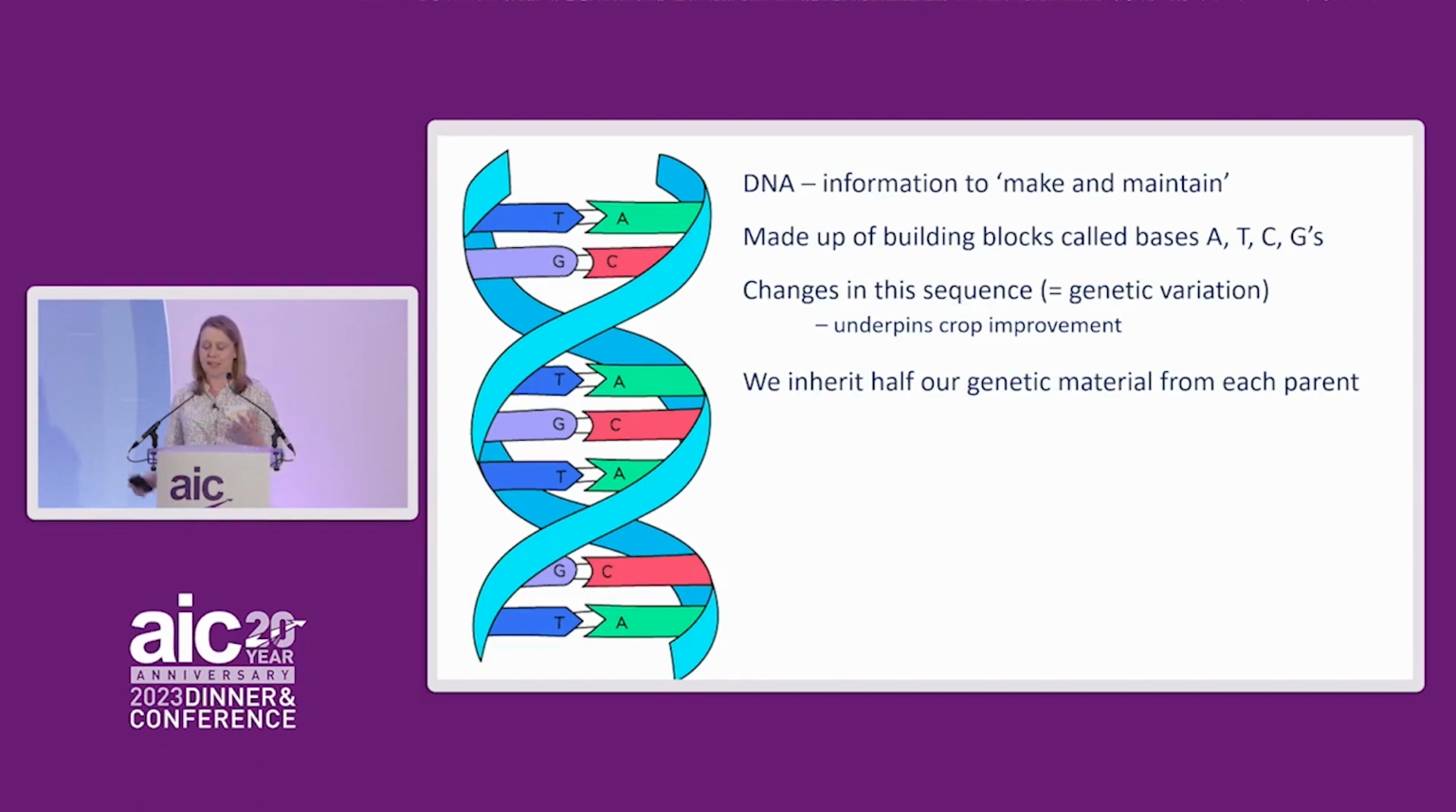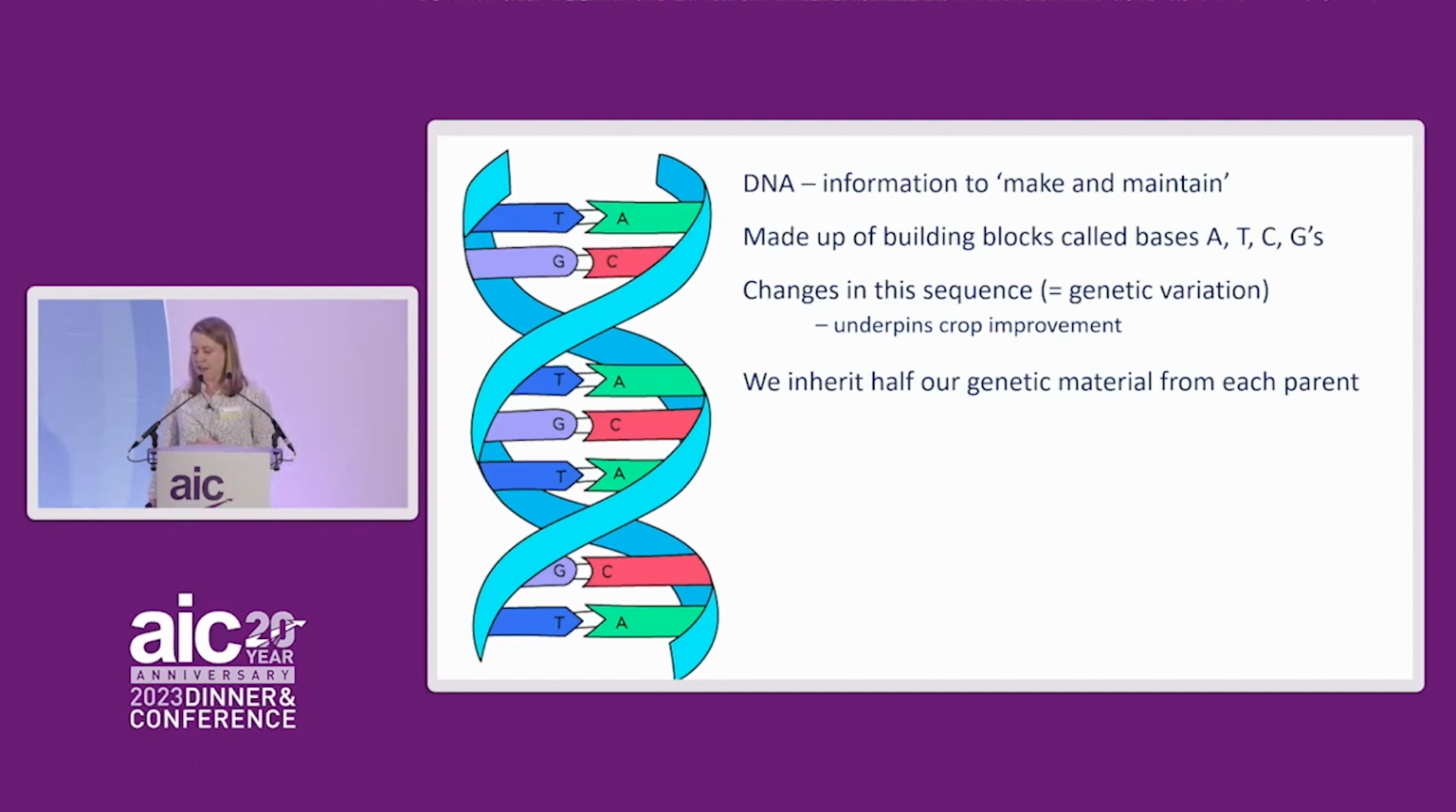So we'll start off with DNA. DNA is the information that we need to make and maintain us. All that information is stored in every single cell in our bodies, in our plants. And DNA is made up of these building blocks called bases. We represent these in this cartoon here with these A's, C's, T's and G's. You can think of this as the alphabet of life, and these are universal across all species. So the A's that are in you are also the same as the A's that are in wheat.